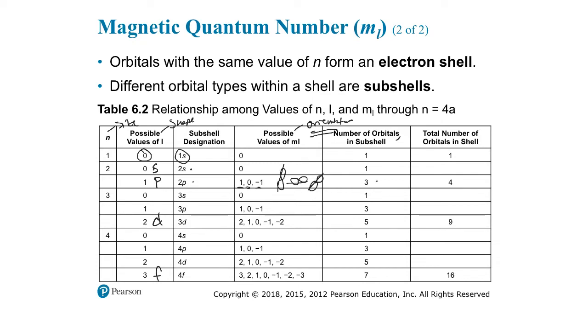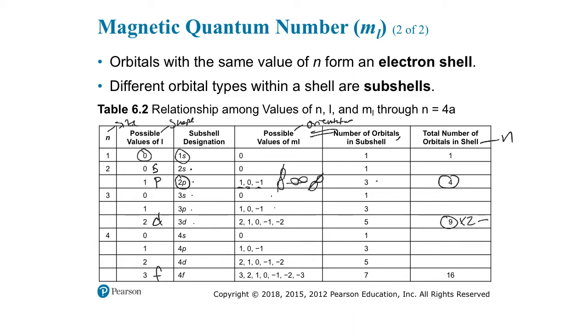3 of those orbitals plus the 2s gives us a total of 4 within the n equals 2 shell. So a shell describes the n value. A subshell describes the n and l value. So a 2p is a subshell that's comprised of 3 orbitals. The n equals 3 shell is comprised of the 3s, the 3p, and the 3d subshells, of which there's 1, 3, and 5 orbitals respectively. So that's a total of 9 within the entire shell.